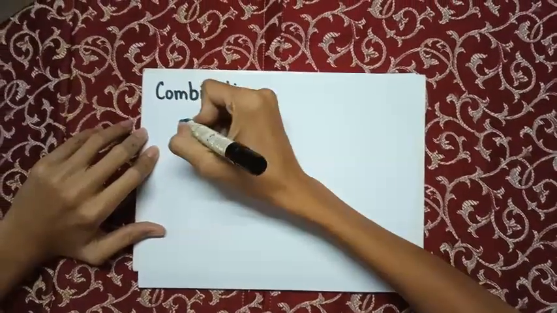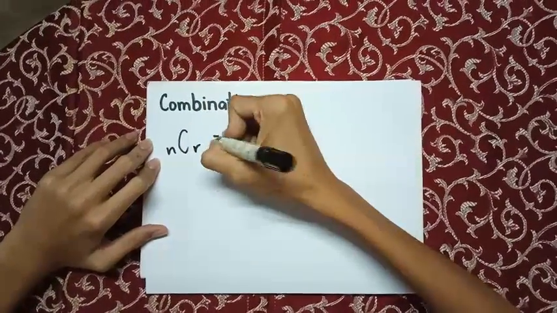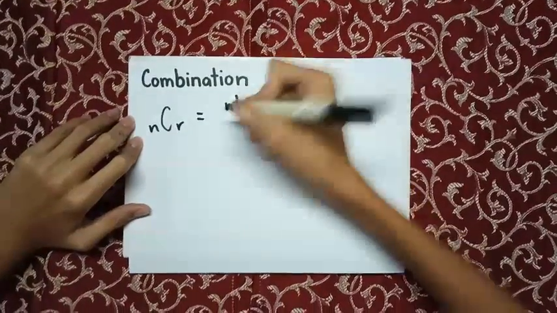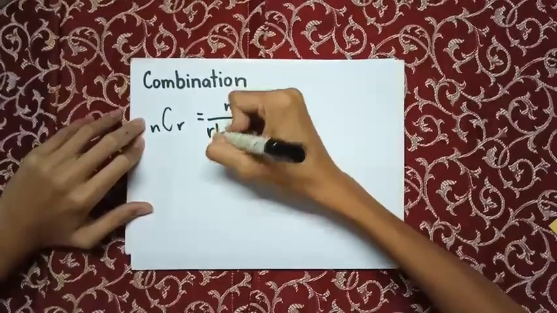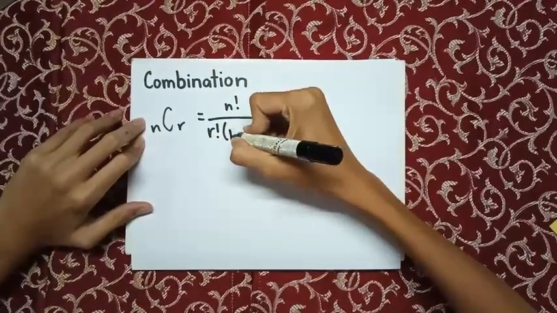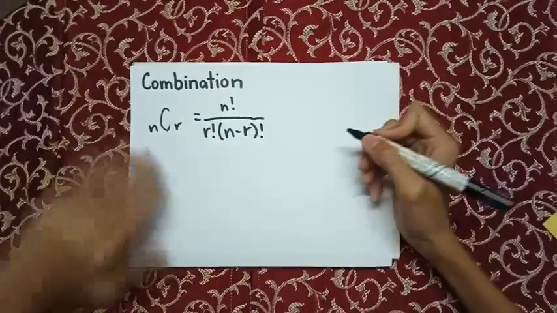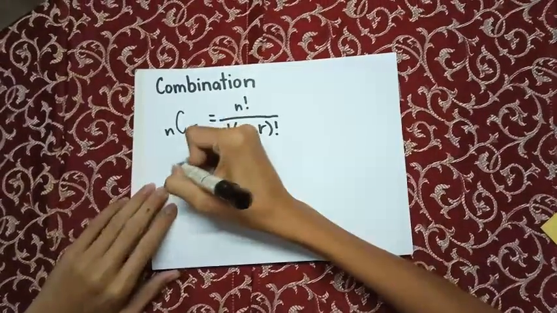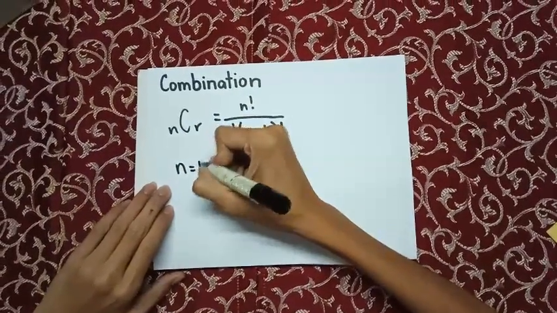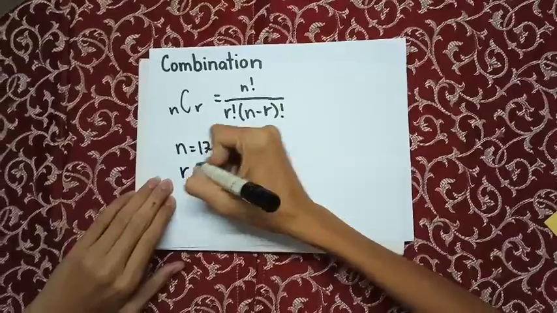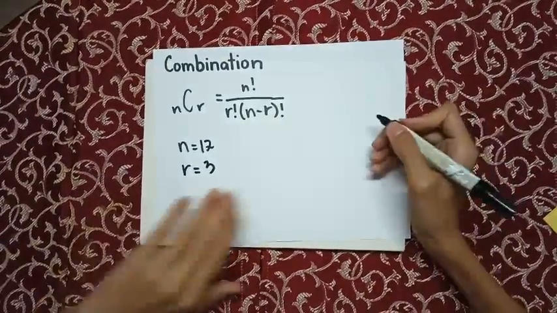A combination is a collection of objects where the order doesn't matter. The formula for a combination is n choose r is equal to n factorial over r factorial times the quantity n minus r factorial. Let's have an example. Let n be equal to 12 and r be equal to 3.